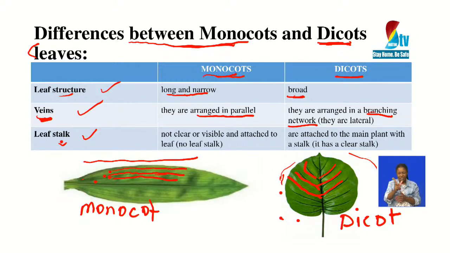The last one we're talking about is the leaf stalk. Monocots do not have a leaf stalk, or the leaf stalk is not clear or visible. So this part is not clear or visible. Some of them do not have the leaf stalk, while in others the leaf stalk is not clear or visible. Under dicots, the leaves are attached to the main plant with a stalk, which means it has a stalk. This is a leaf stalk. So these ones have a leaf stalk. I hope you understand the differences between monocot and dicot leaves.